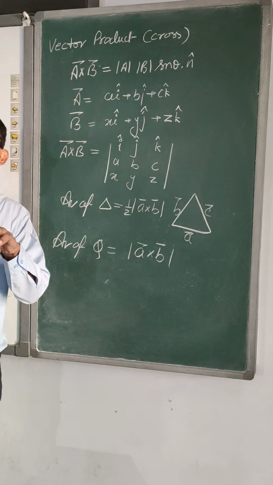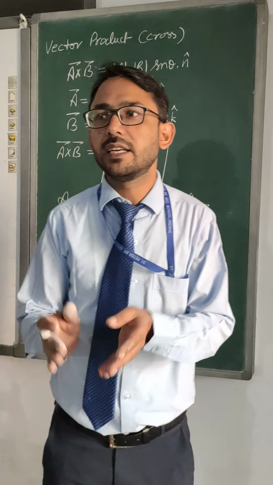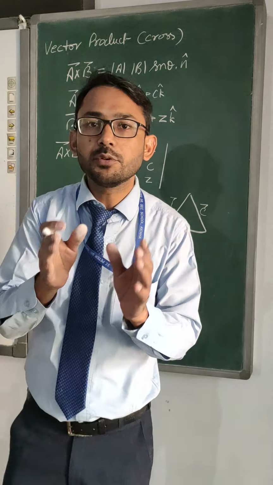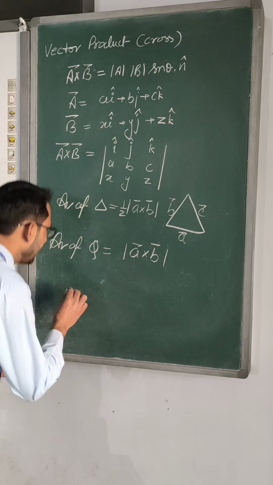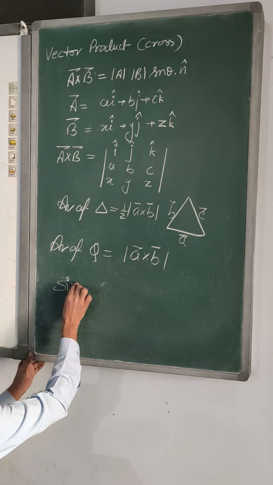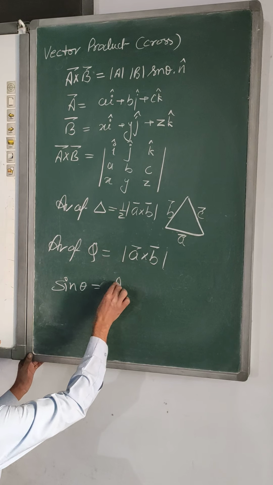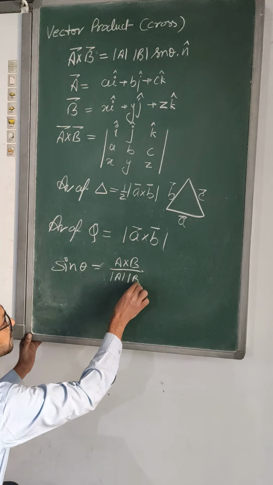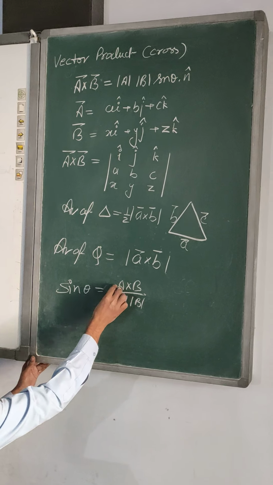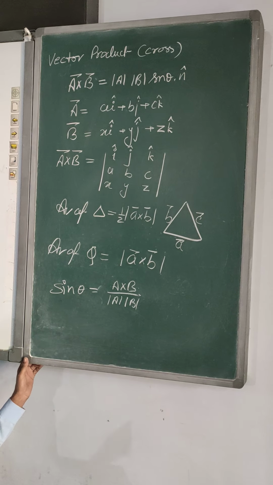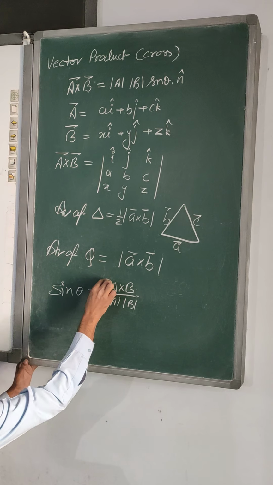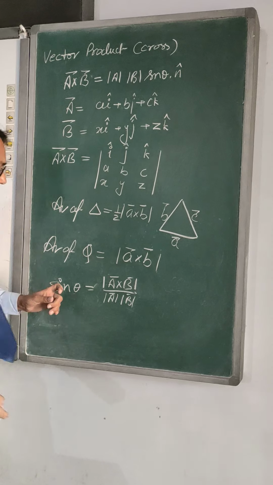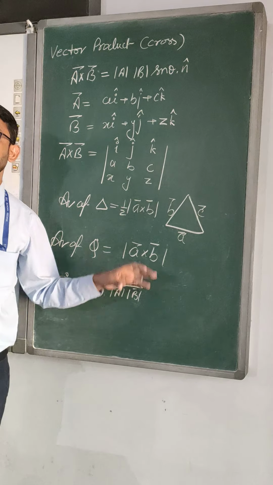Yes, now if we need to calculate the angle between these two vectors, how do we do it? Sine of theta equals A cross B upon mod A mod B. This won't give us the angle because A cross B is a vector and the value of sine cannot be a vector. Therefore, we need to take its modulus. Its modulus will give me the result of the angle between two vectors.